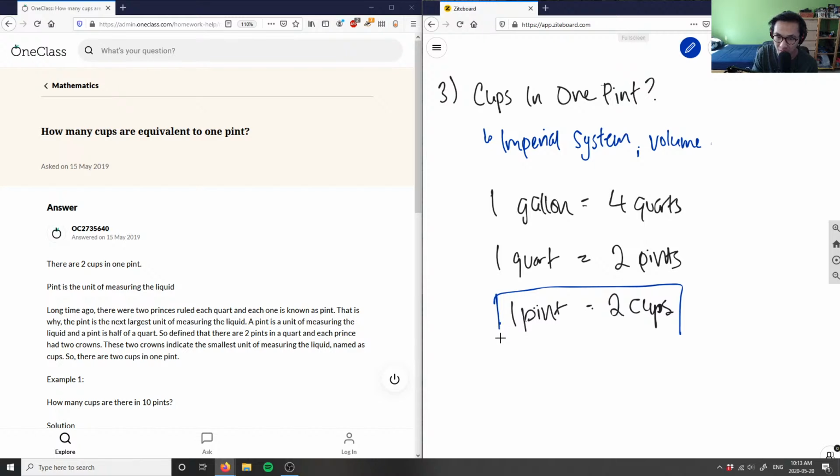And this here is actually our answer for this problem because I don't have to do any math, because again, this case here is already based on the original conversion. So I don't have to multiply or divide anything for this problem. Therefore, you can say that there are 2 cups in 1 pint. And this solution is the correct solution. So there are 2 cups in 1 pint, which is correct.